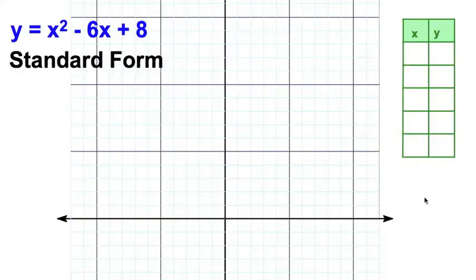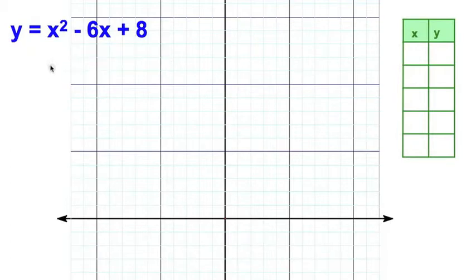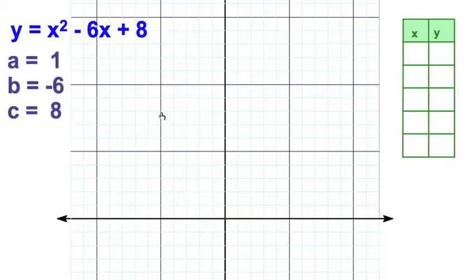In this lesson, we're going to graph a parabola in standard form. So here we go. We've got this parabola, y equals x squared minus 6x plus 8. And as we said in class, the a, b, and c of this parabola, that is the coefficients of the x squared, the x term, and the constant, are as follows: 1, negative 6, and 8.